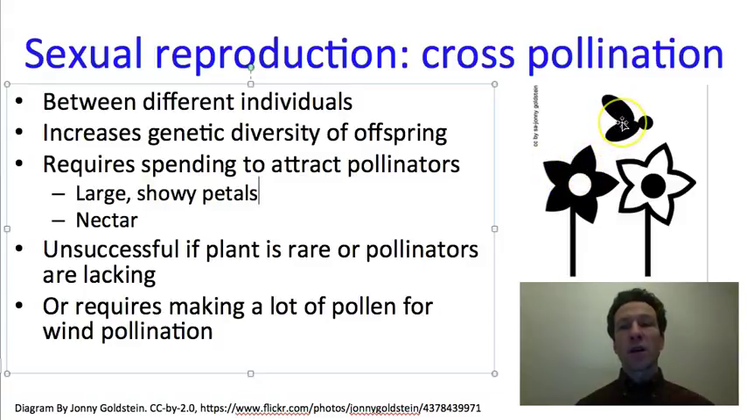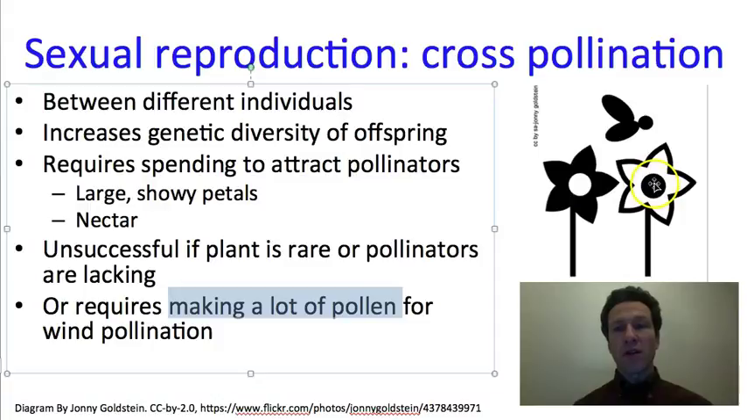And so if pollinators are rare, because it's too cold, or because of human interference, or for some other reason, then cross-pollination will not happen. It could happen if it's a wind-pollinated species, but wind-pollinated species have another cost. They have to make a whole lot of pollen because wind is really inefficient at moving that pollen around. There's a very small chance it will reach another flower. To compensate for that, they make just much, much more pollen than insect-pollinated flowers.